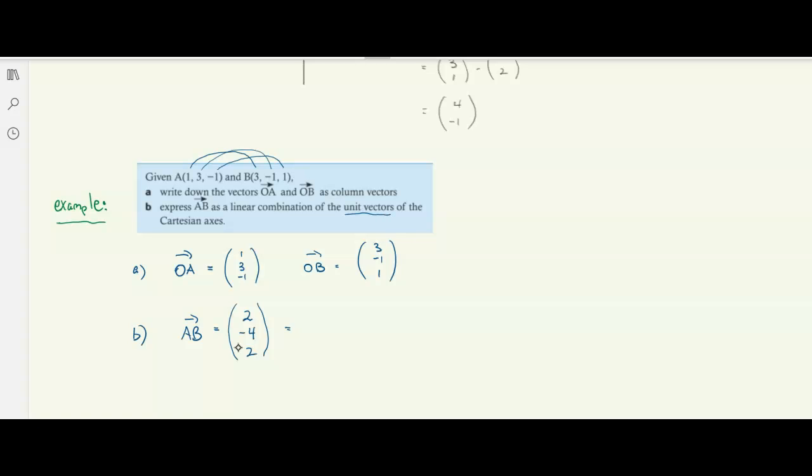But we're asked for it in the linear combination of the unit vectors. So the representation of that will be 2i minus 4j plus 2k. Remembering that i, j, and k are the unit vectors in each of the x, y, and z directions. Okay, exercise 11C. Let's have a go at that.